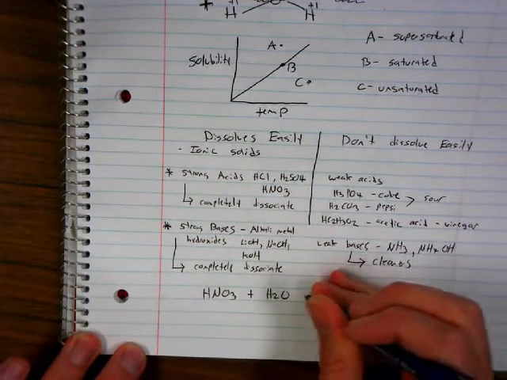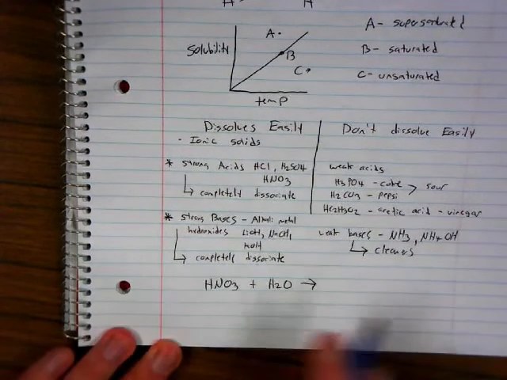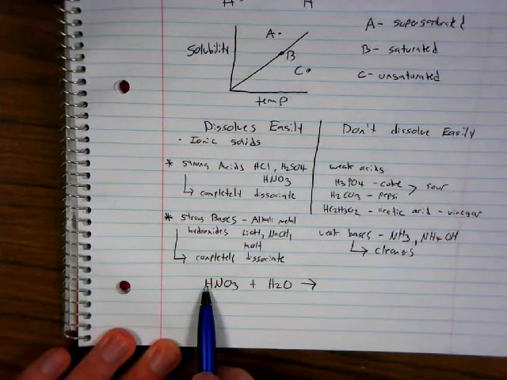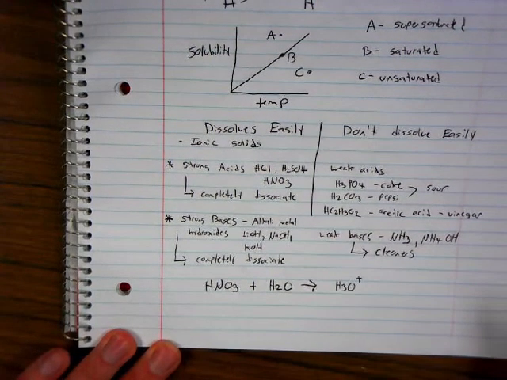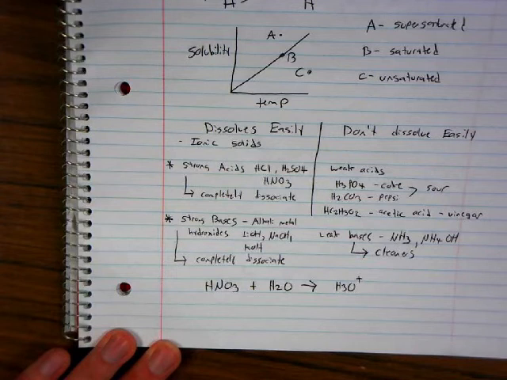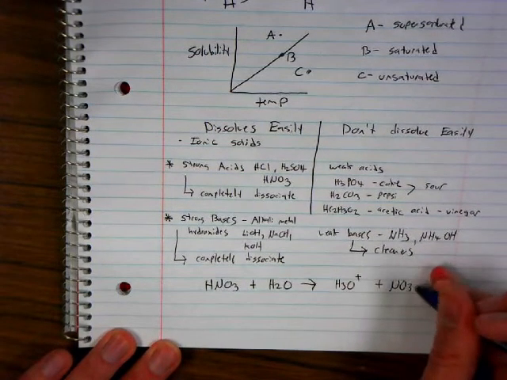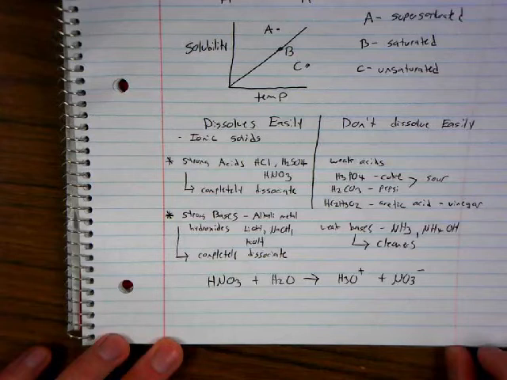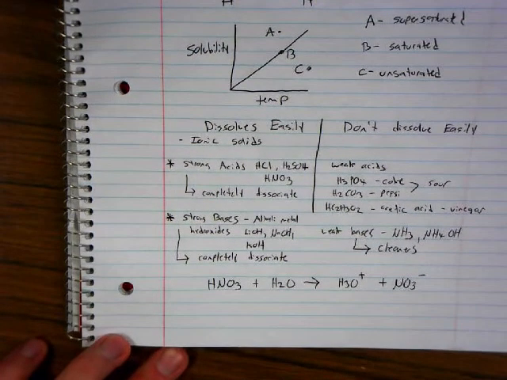What would this look like? If I took a strong acid, HNO3, and I added it to water, all right? I know that water is going to rip off a hydrogen. So this is going to make H3O+, which is called hydronium. It's the hydronium ion. You're going to have to know that. It's kind of fancy. Plus NO3-.